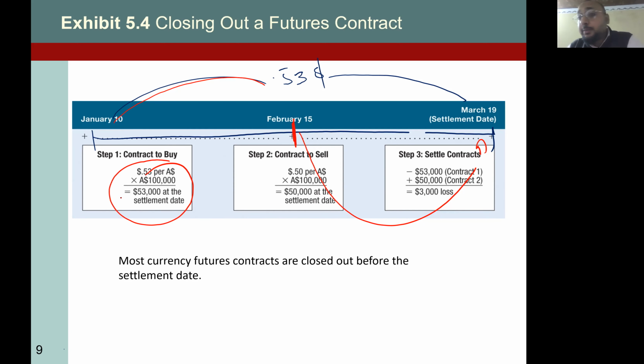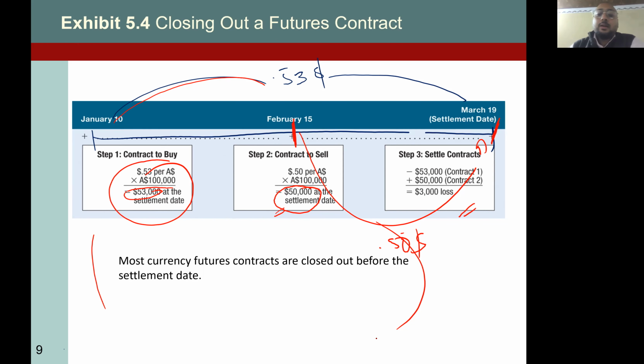Here we go. So you will be purchasing 100,000 Australian dollar, and you have to pay how much in dollars? $53,000. And you have to buy back at $0.50 per Australian dollar. In that case, you need to buy 100,000 Australian dollar at 50,000. When you close, 3,000 loss.